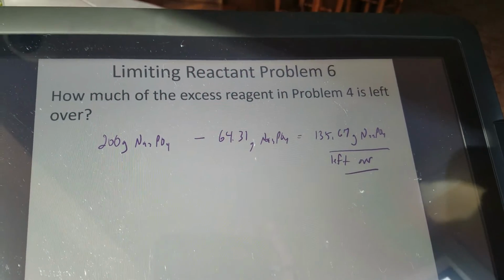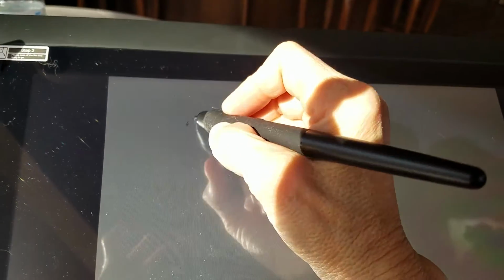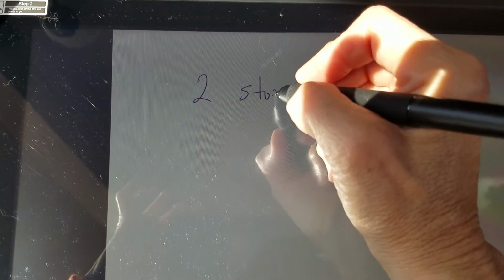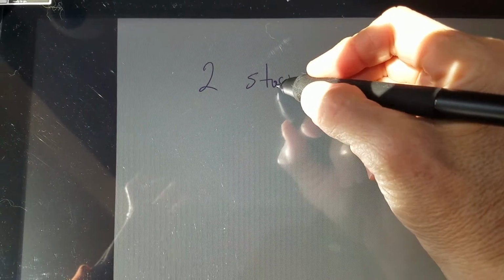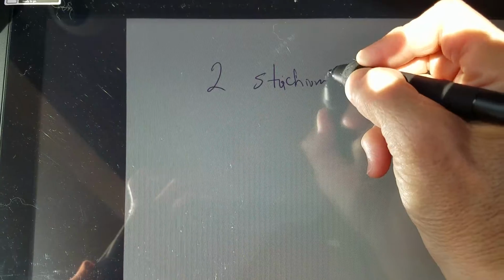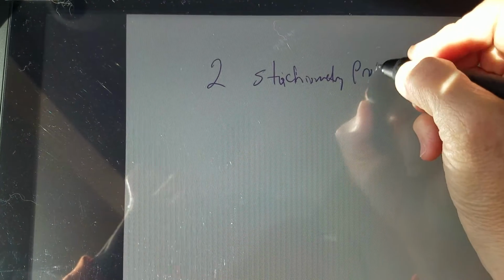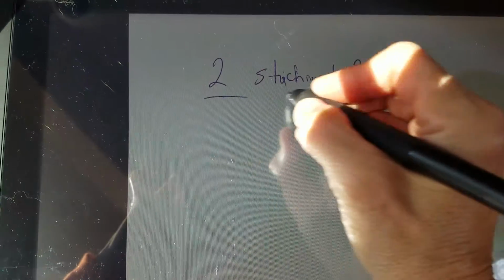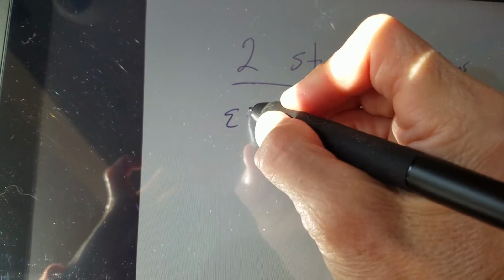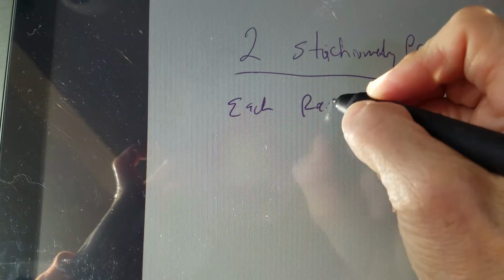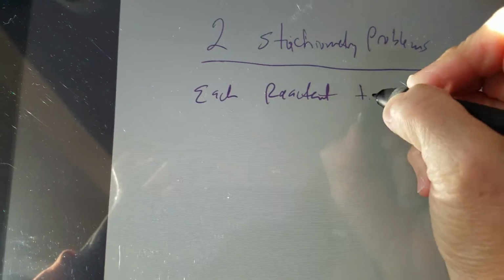So try some of the others. There's some others that are probably on your handouts, but this should give you the general idea. Just as a quick review, you're going to do 2 stoichiometry problems to start with, taking each reactant to the product.